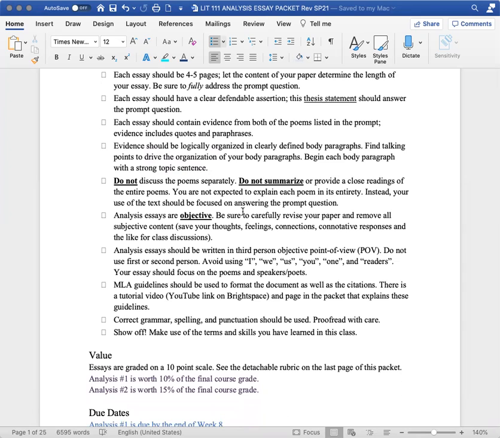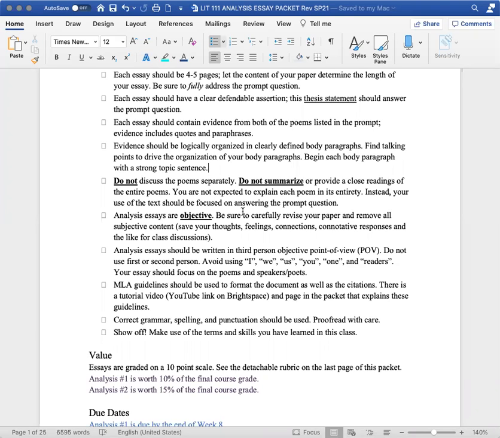Do not discuss the poems separately. Although there are 2 poems listed in each prompt, you are not simply saying in this poem this happens and in this poem that happens. That's not what this assignment is. If you do that, it will be an F paper. Definitely it will be 5 points or less depending on the rest of the writing.